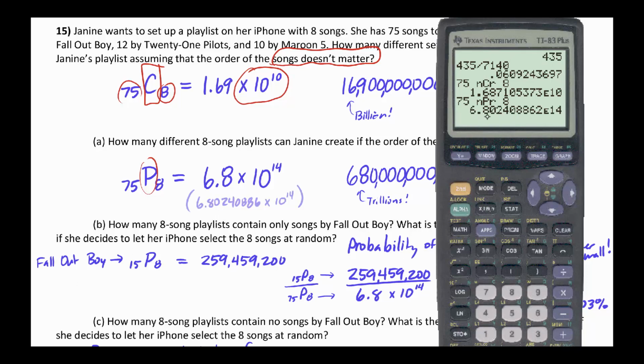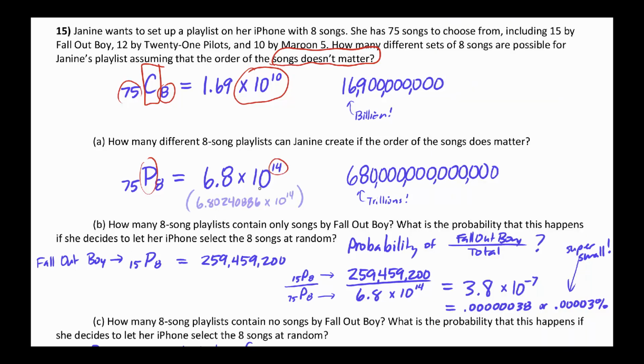You'll notice this is 6.802 times 10 to the 14th power. Because the exponent is much bigger here, this number is larger. It's actually 680 trillion instead of 16 billion. That's a pretty big difference. And that's because switching the order of just 2 songs creates a new playlist.